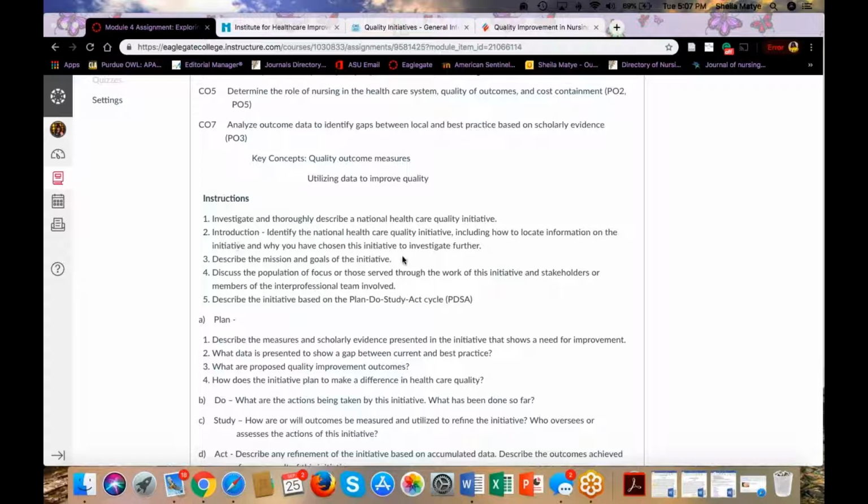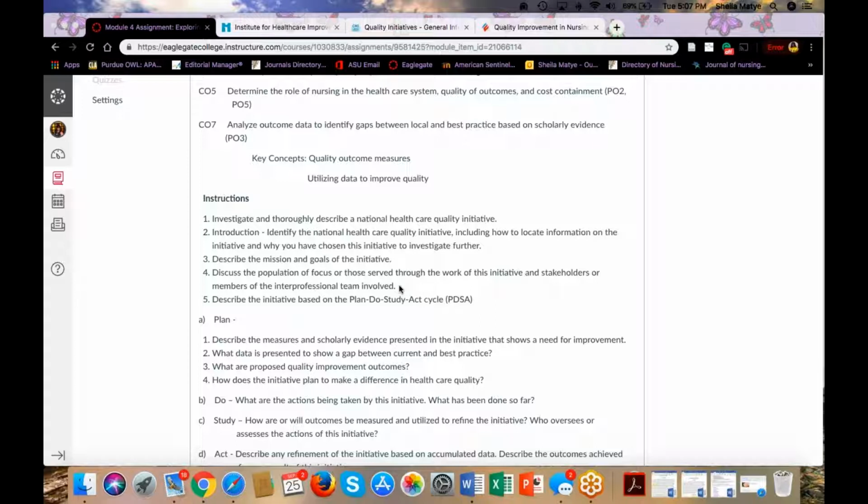And then the next one is we want you to describe the mission and goals. Here we go with our level 1 headings again, just as we did with the previous paper. You're going to have your introduction. Make sure that you have those three items under it. Then you're going to have your level 1 heading, mission and goals, and you're going to discuss those.